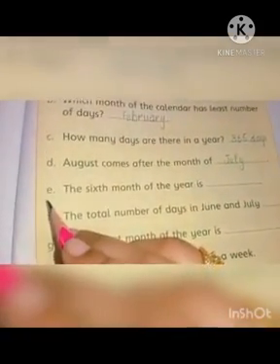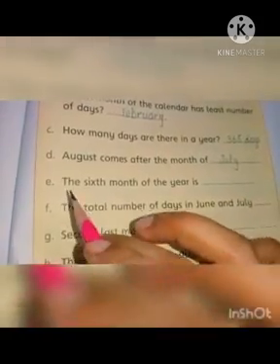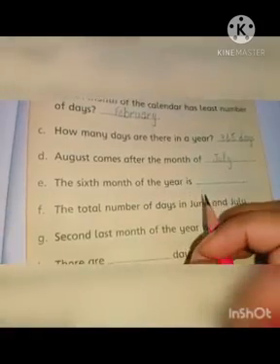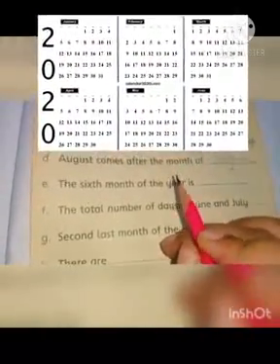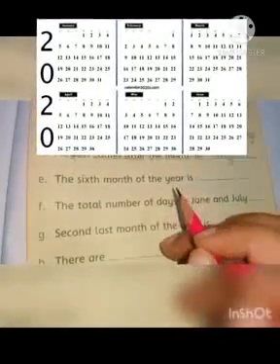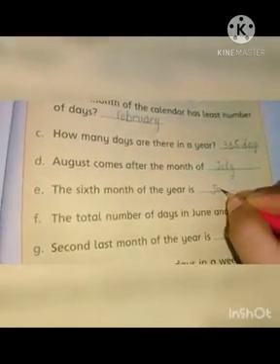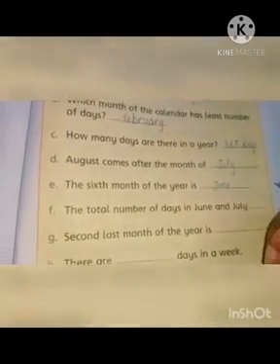Here we have point E. At point E, here we have the question. The 6th month of the year is. Students, the 6th month of the year is June. So we are going to write June here. J-U-N-E. June. Go for the next one.